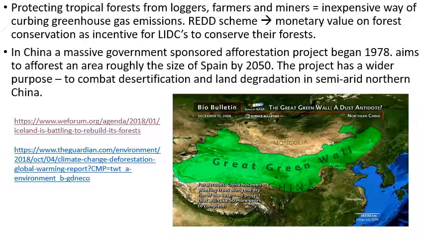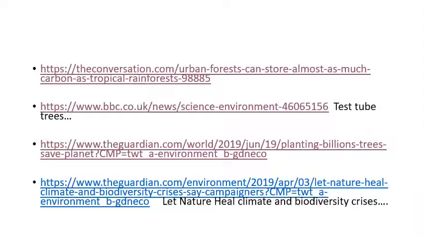China has had a massive afforestation project going since 1978, trying to basically stop the desertification of the Gobi Desert and to plant a huge amount of trees. And you can have a look at that. And I've also put a link on there to Iceland, who are also reforesting their country. All of these links are on there.